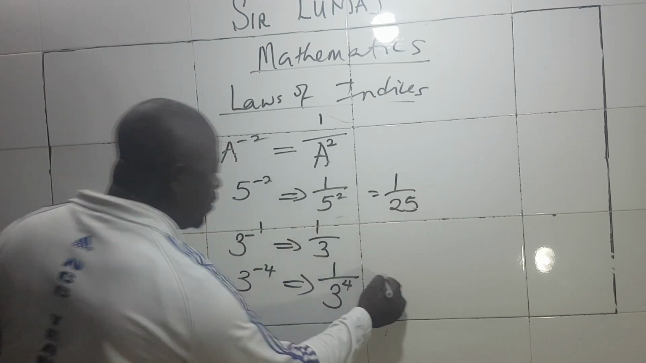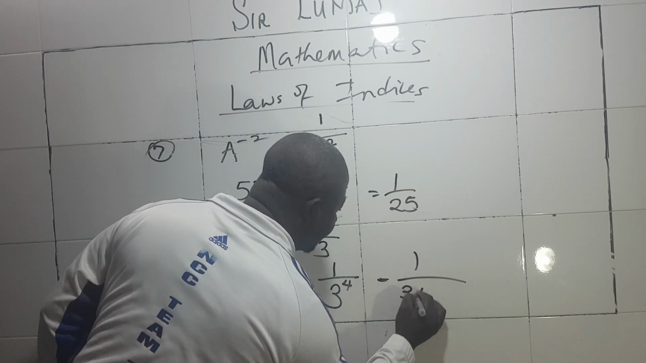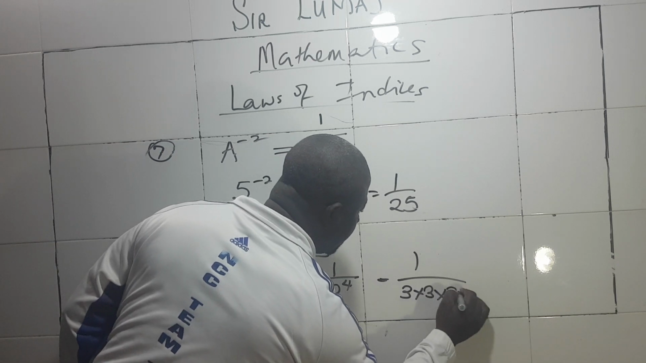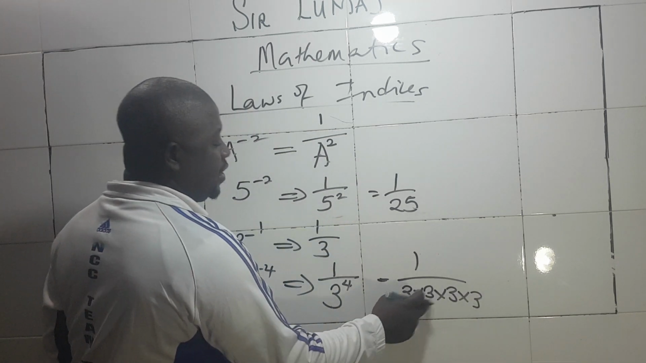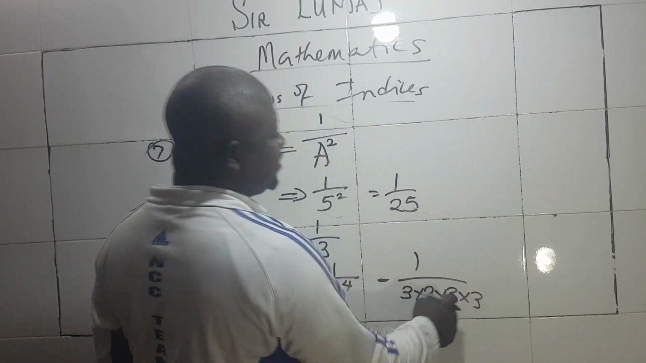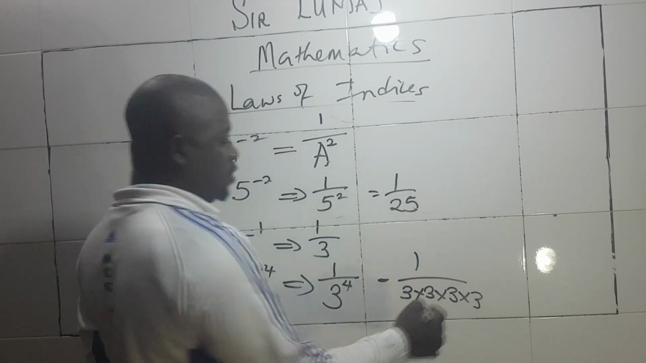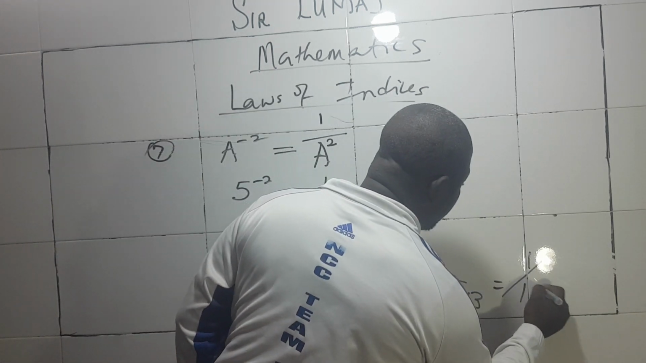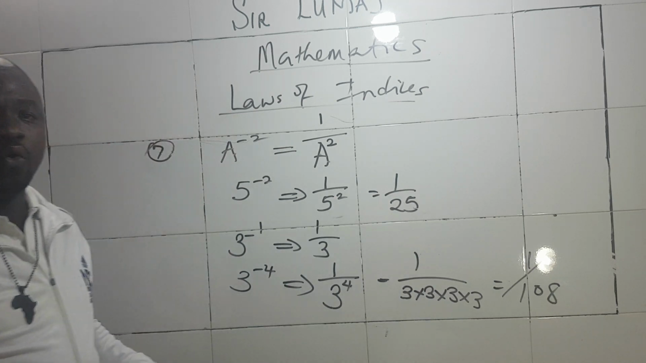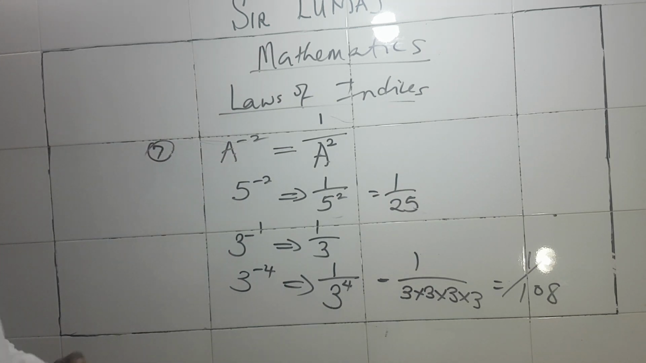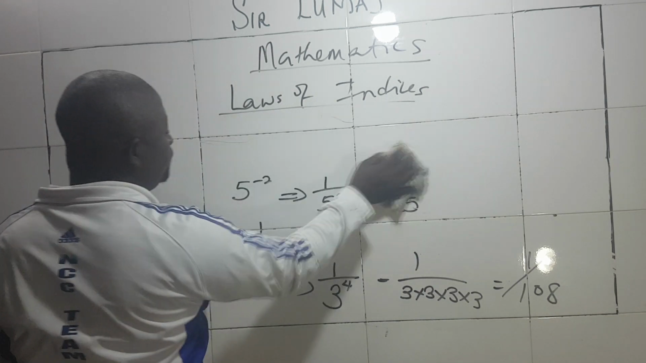So that would now be 1 all over 3 times 3 times 3 times 3. 3 times 3, 9. 9 times 3, 27. 27 times 3, that is 81. So you can now say that the result is 1 all over 81.